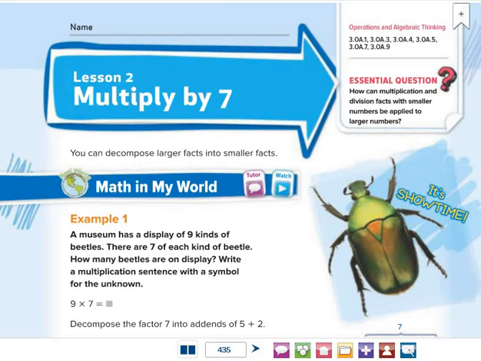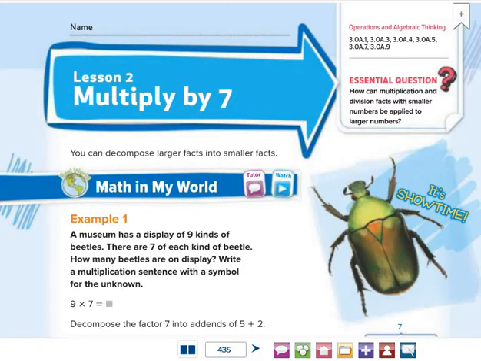Our lesson today is multiply by 7. In the last lesson, you have learned if we have an unknown fact, we can solve it by decomposing a factor into two equal addends and then duplicate the product. But what if we have an unknown fact and both factors cannot be decomposed into two equal addends? How can we solve such a problem? This is what we learn in this lesson.